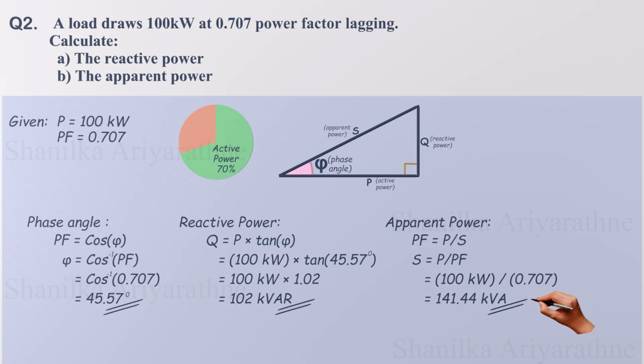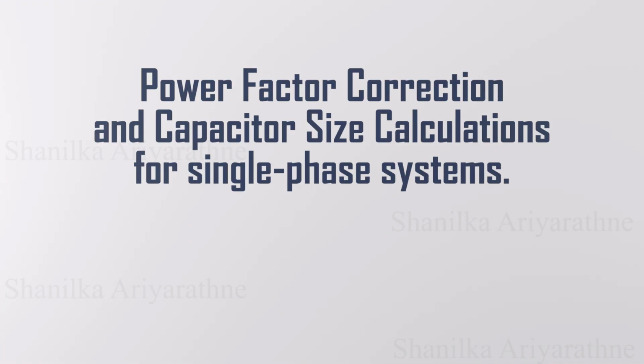This calculation shows that while our system performs 100 kilowatts of useful work, it requires the utility to supply 141.42 kilovolt amperes, approximately 41.4% more than the active power. This excess represents the total burden on the power supply system and clearly demonstrates why power factor correction could be a valuable investment. By now, you should be well acquainted with active power, reactive power, apparent power, and the all-important power factor. Let's move on to the next exciting chapter: power factor correction and capacitor size calculations for single-phase systems.